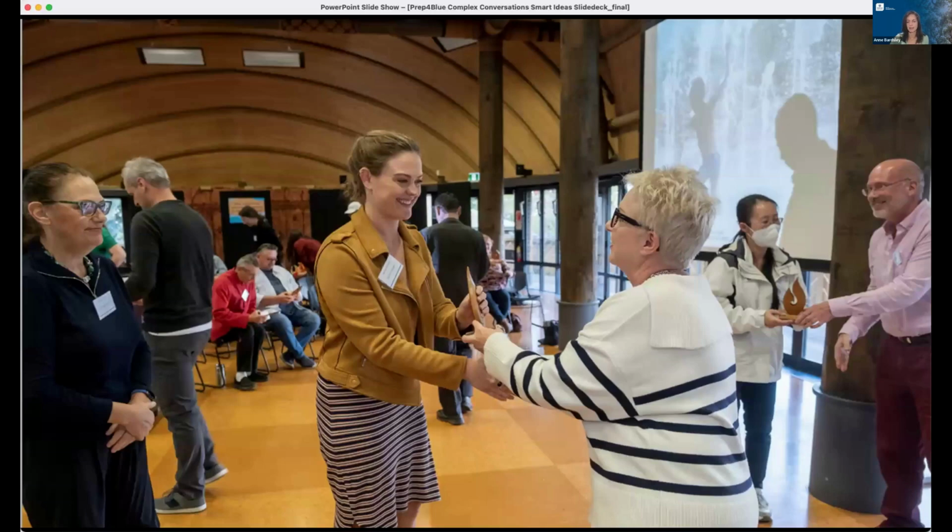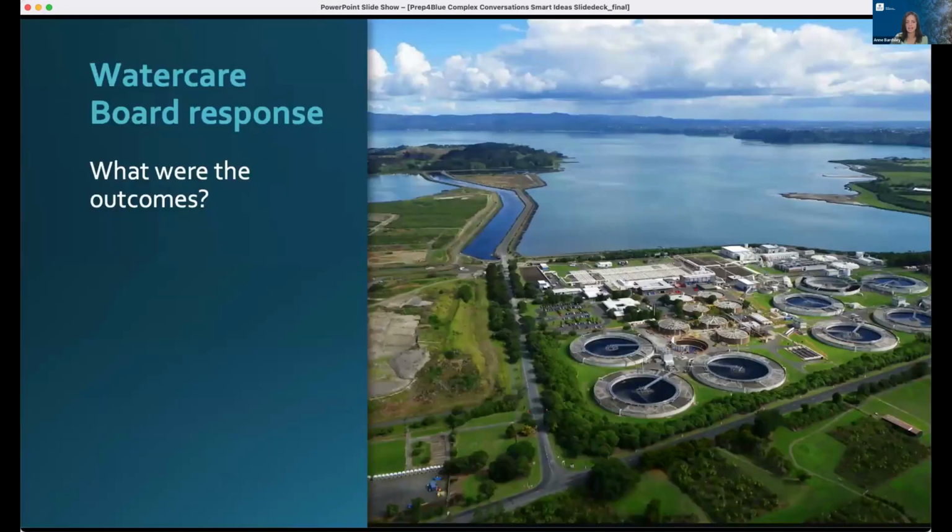And this is the chair of the Water Care Board and the chief executive over on the right side, congratulating the assembly. This was on the last day. They actually put that report together. They presented it to the board, and the board accepted it. And I'm going to hand over now to Christiane to say what happened next.